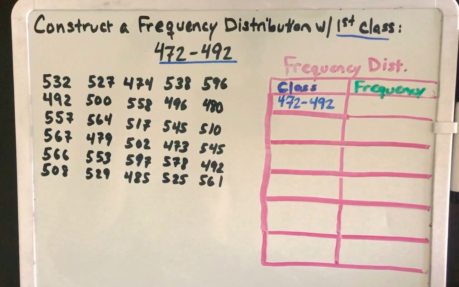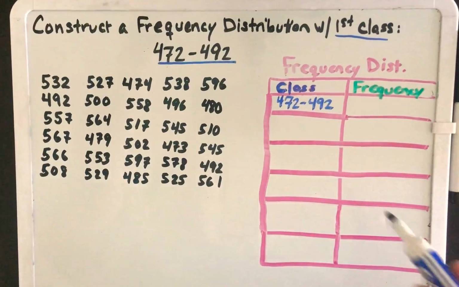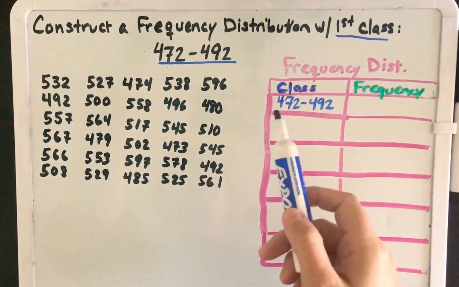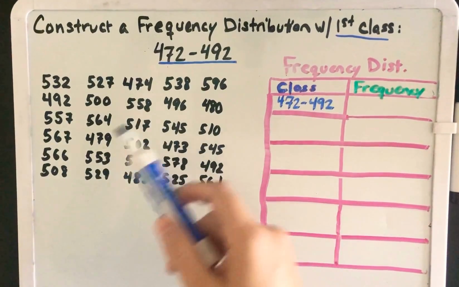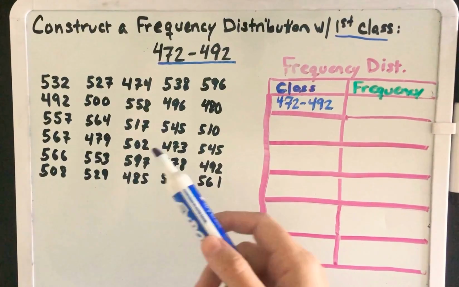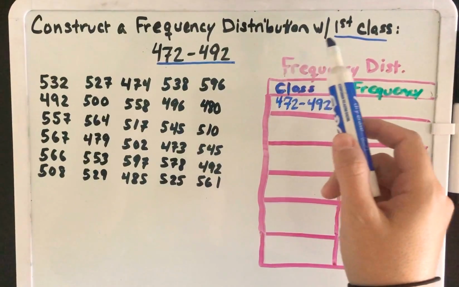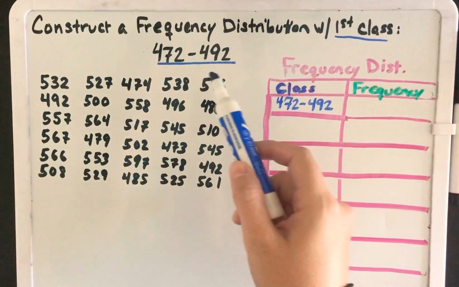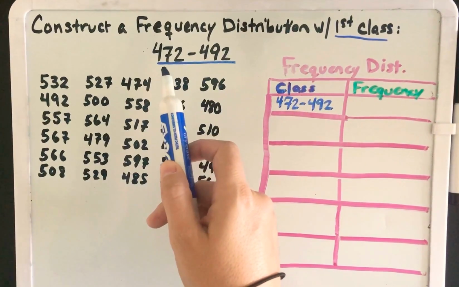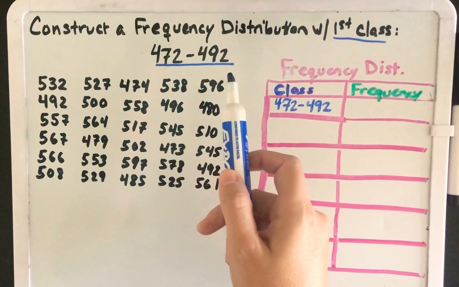Okay, class, I wanted to give an example of how to construct a frequency distribution from a homework problem. So if they tell you here's a data set, these are some placement scores for a test, let's say, and they would like you to construct a frequency distribution where they give you the first class, in this case values between 472 and 492 inclusively.